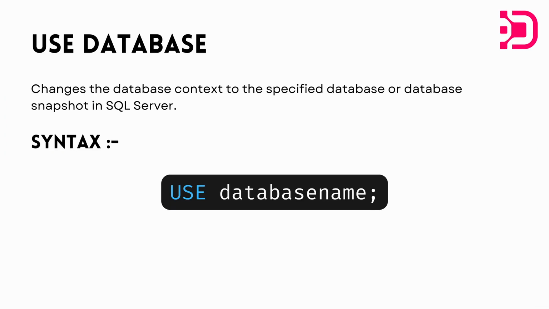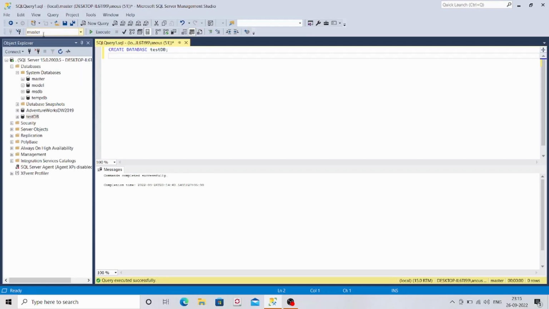The use database command changes the database context to the specified database or database snapshot in SQL Server, and its syntax is just the word use, space, the database name that you had created. So what we can do now is practice the command. We write use space test db semicolon, and to execute just this part of the statement, because the previous part has already been executed, we select it and then click execute.